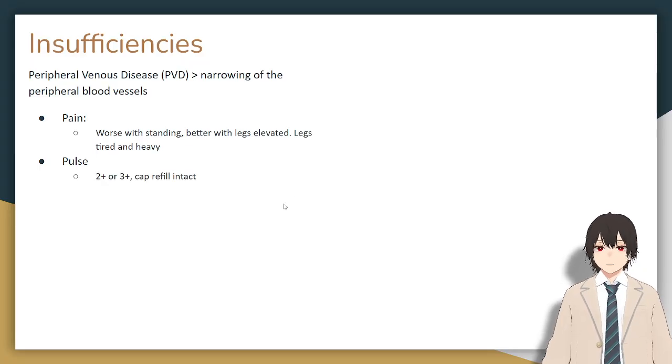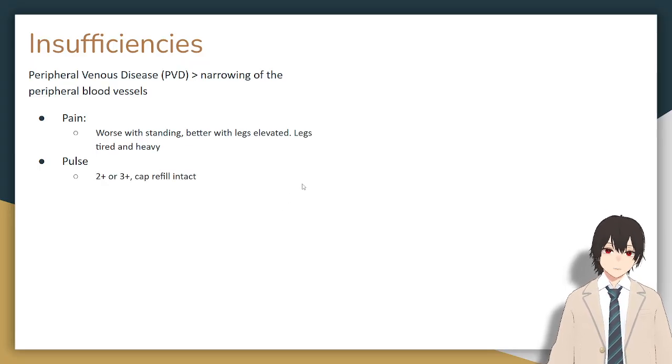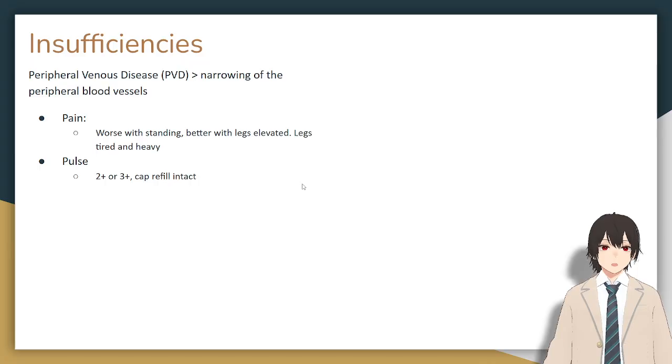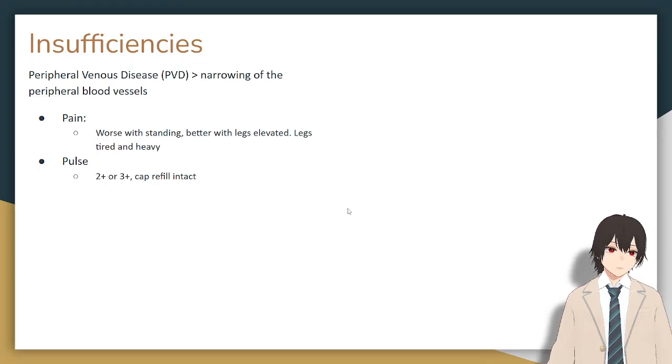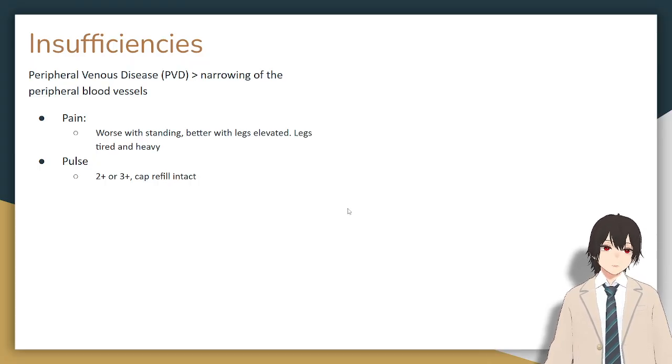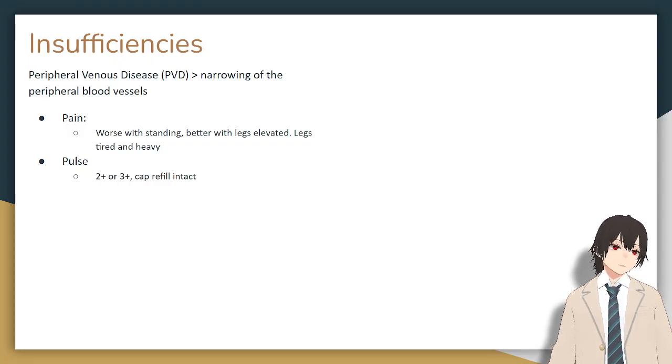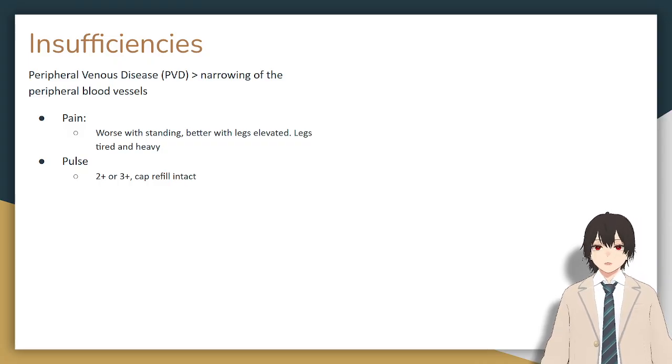Pulse, it's usually 2+ or 3+. This is how we grade pulses. 2+ is normal. Some places use a different scale, so some places use a 4-point scale, so 3 may be normal for them, but it just really depends on the facility. Most of the time we say 2+ is just normal. The capillary refill is intact, so when you push on the nails or the tips of the toes, you should see the blanching go away quite quickly, right? The whiteness goes away, and you should see that the pink rush of blood come back quickly.